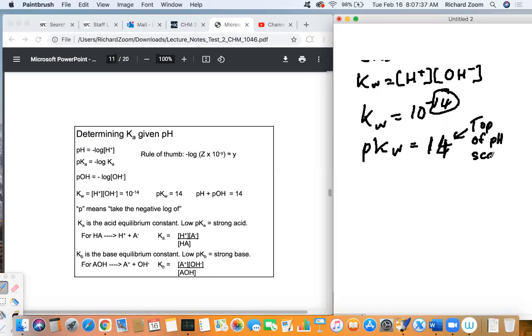Because we know that the pH scale runs from 1 to 14. We talked about this earlier when we were dealing with the titration curves. So that's the top of the pH scale of 14 now. And so that's the relevance of that.